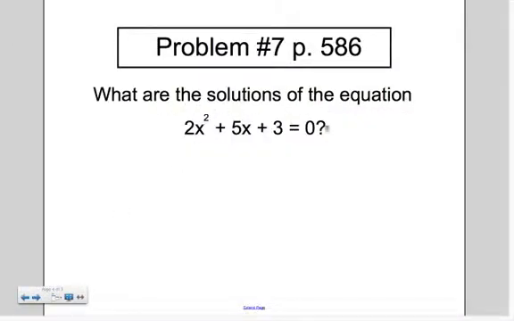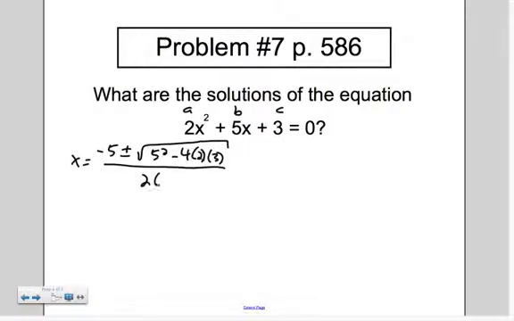Now what are the solutions of this equation? Again, we're going to go through the same process. Here it is in standard form, so we have a clearly defined a, b, and c. So x equals negative b plus or minus the square root of b squared minus 4ac all over 2a.